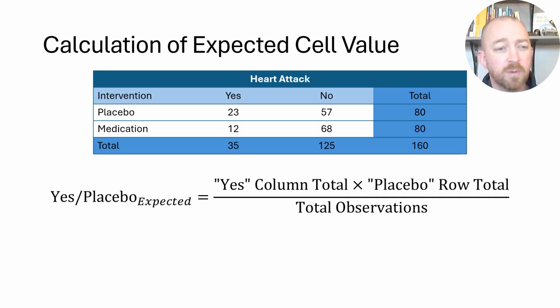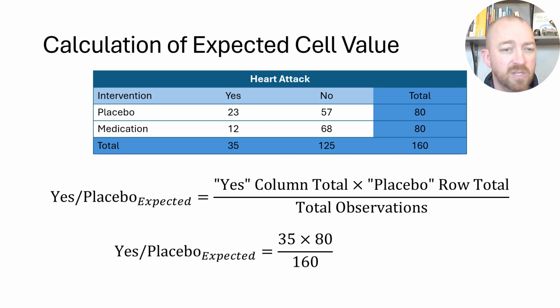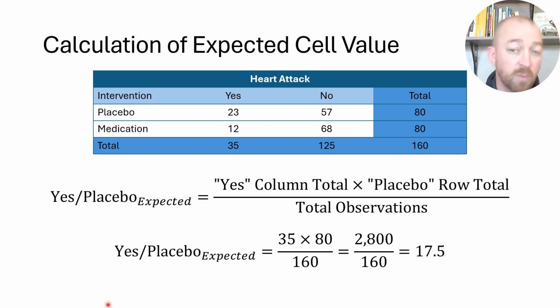As I just said, all we're going to do here is plug everything into the equation. Everybody in the yes column was 35, right? We had a total of 35 people who had a heart attack. We're going to multiply that by the total number of people who had the placebo, 80, then divide that by the total. So that gives us 35 times 80, which is 2,800. That divided by 160 gives us 17.5. So what we're saying is, if the null hypothesis were true and which row you fell into didn't have any effect on which column you fell into, we should have expected to see 17.5 people have the placebo and then get a heart attack.